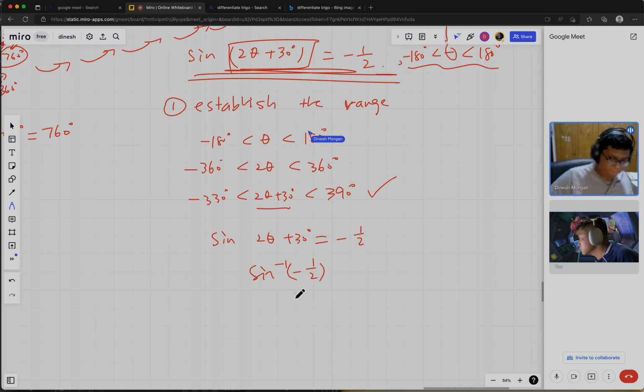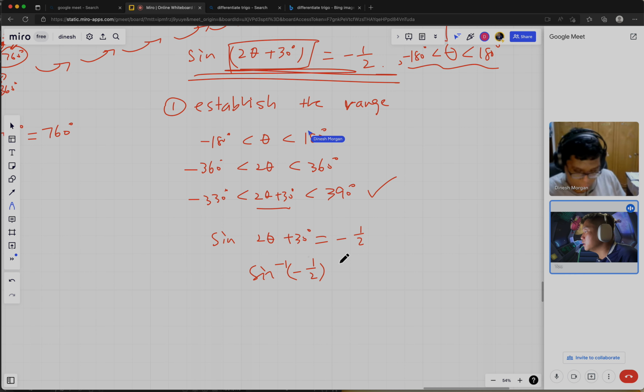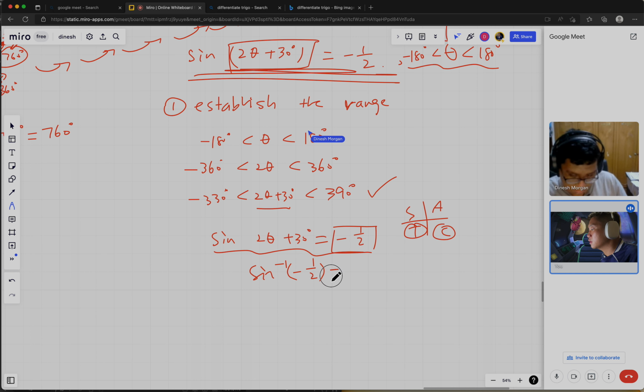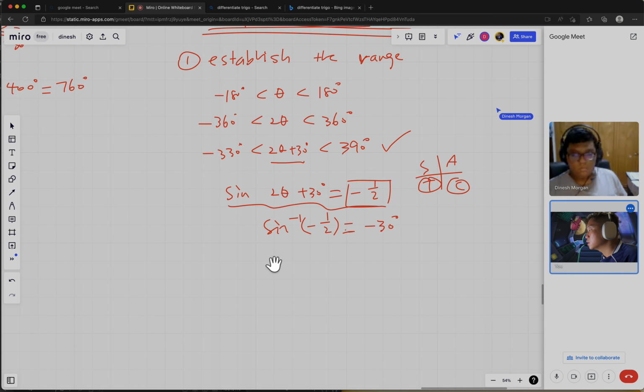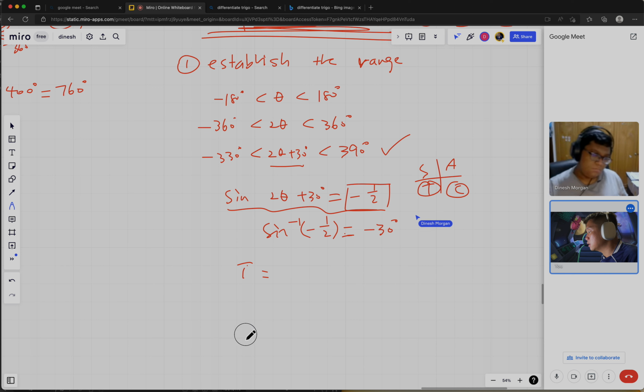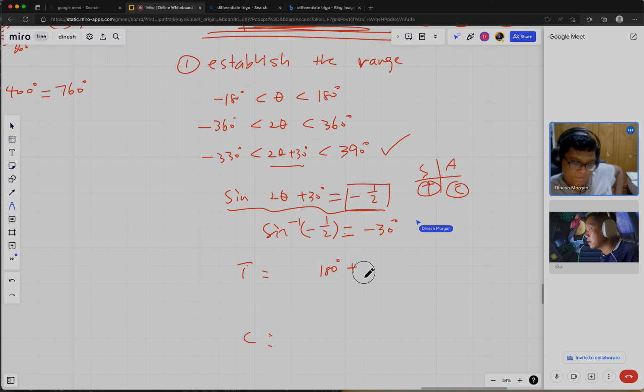Wait, but I thought if you were taking the basic angle, it should always be positive. Yes, hold on. This is called sine negative, right? Sine negative, if you use the All Science Teachers Are Cool, is the T region and the C region. So you just write down this is negative 30 degree, T region and C region. The formula for T region is 180 plus alpha, and this is 360 minus alpha, right?